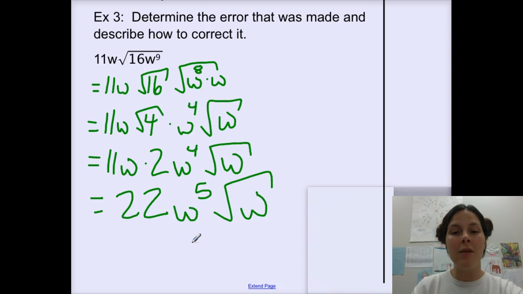So find the mistake that I made. I made one mistake on this one. Make sure you find it, and we'll talk about it in class.